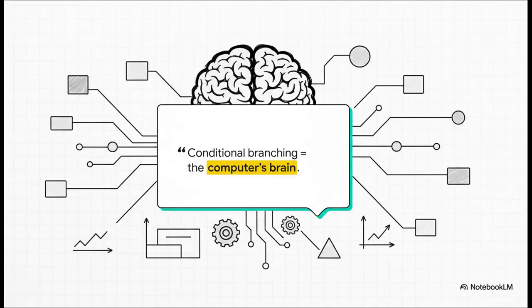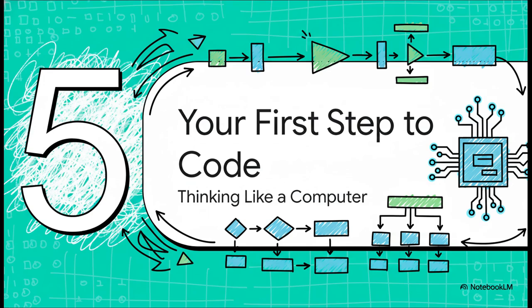Ultimately, that's what this all boils down to. It's not just some programming feature. It's the fundamental way that we give a computer a brain. It's how we give software the ability to react, to adapt, and to make what feels like intelligent choices. And you know what? Understanding this isn't just some fun fact. It's literally your first, most crucial step towards learning how to code, because it teaches you how to think like a computer.